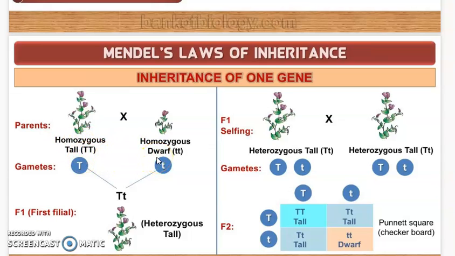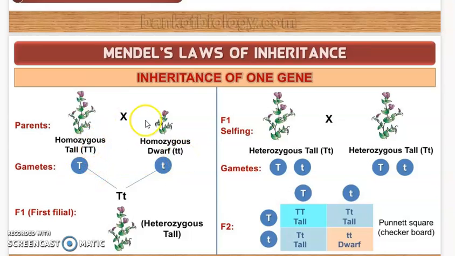Okay, so what are alleles? These alleles are the slightly different forms of the same gene. So this allele which codes for tallness is capital T, and allele which codes for dwarfness is small t. Height is the gene for which they have two different alleles. One is capital T, the other one is small t.